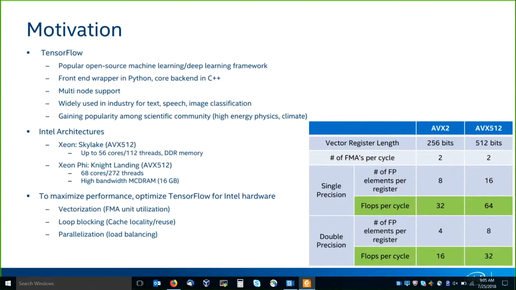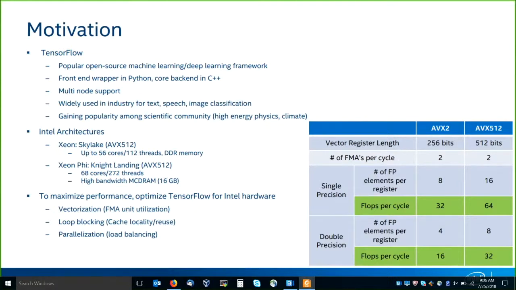It is mostly written in C++ in the backend, but most data scientists interact with it in the form of the Python front end. It has support for several other languages, but Python is the most widely used front end for TensorFlow. It also has good multi-node support, so the framework itself can be run on multiple nodes of CPUs or GPUs.